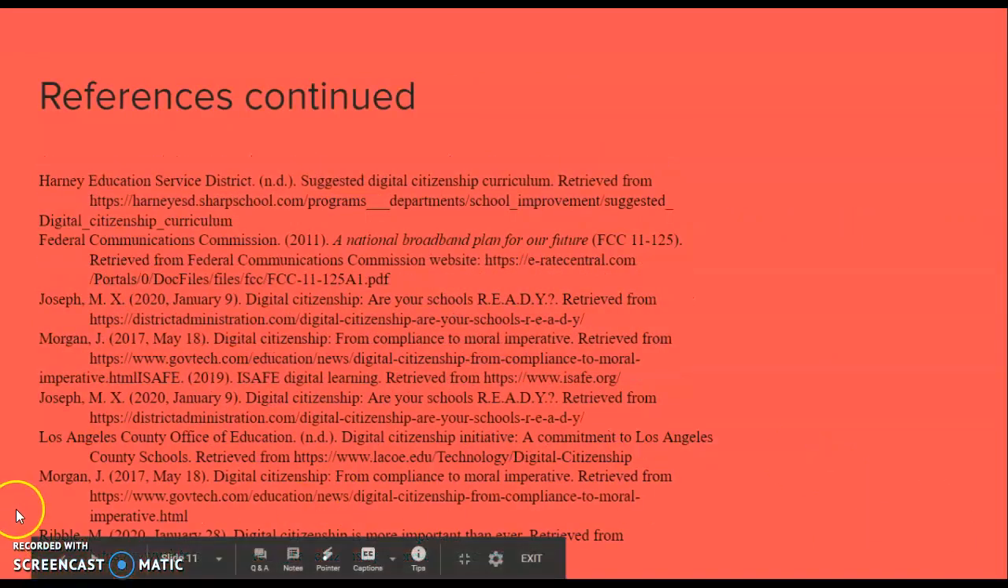And then our reference pages. If you have any questions, please don't hesitate to ask. These are important issues we need to make sure we are following throughout the remainder of the school year.